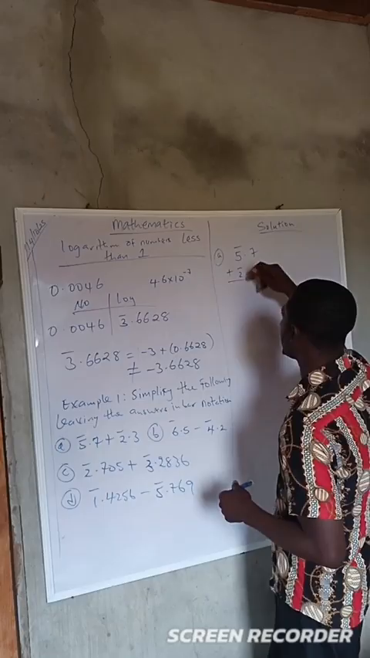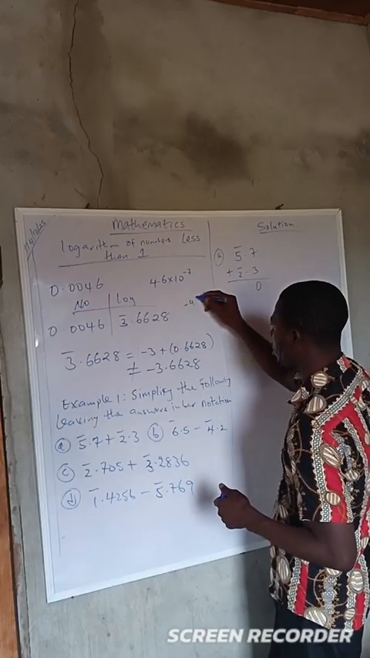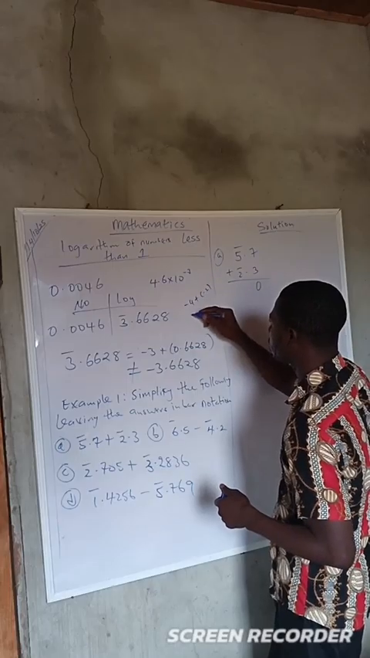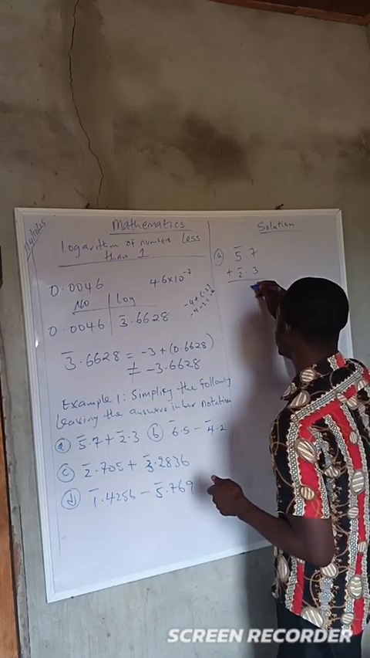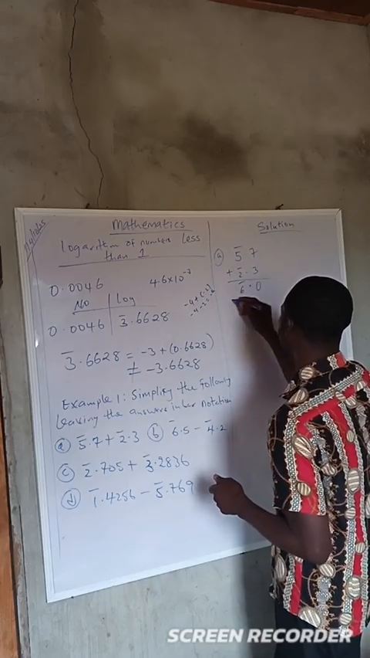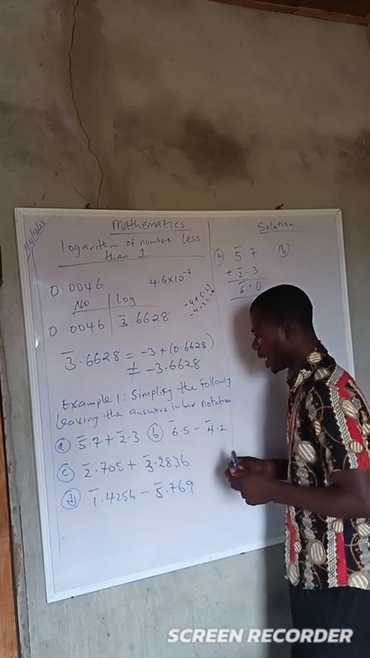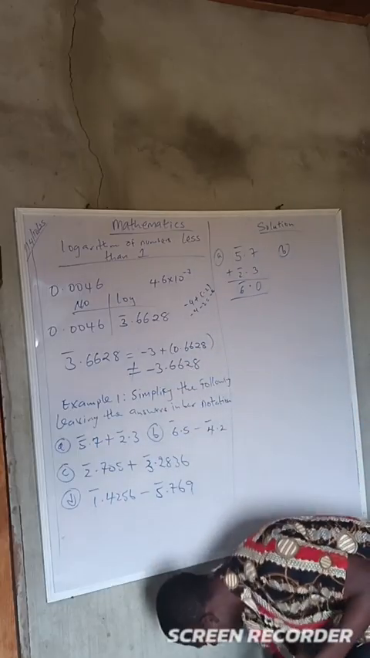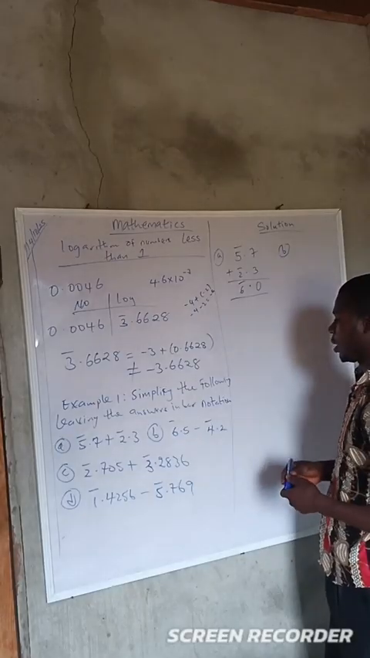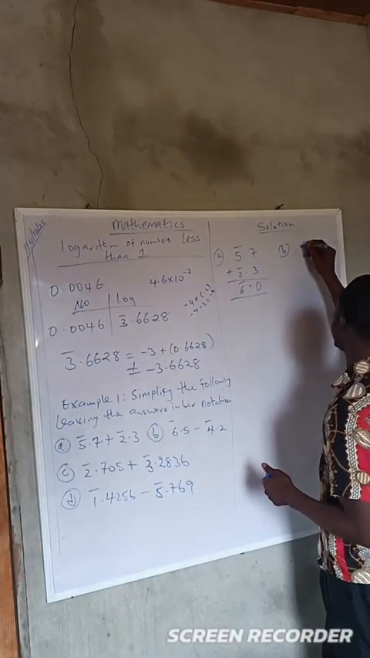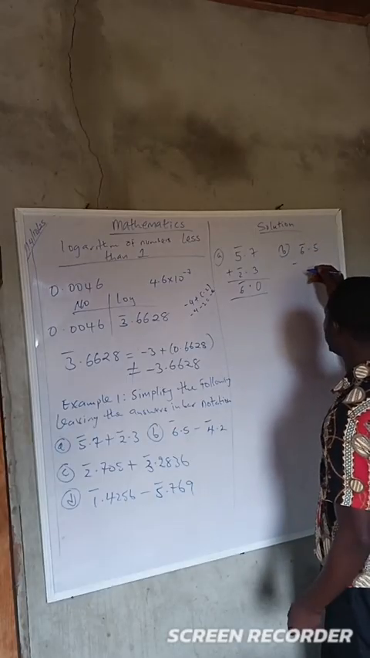So minus 4 plus minus 2. This is going to be minus 4 minus 2, which is minus 6. And minus 6 in bar notation is bar 6. And that is the answer to that question. The second one, B, we have bar 6.5 minus bar 4.2.